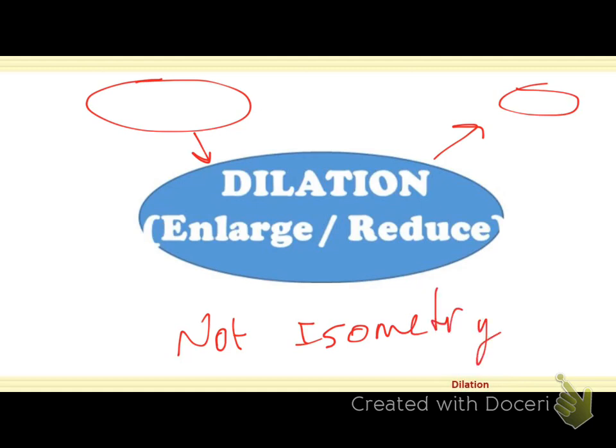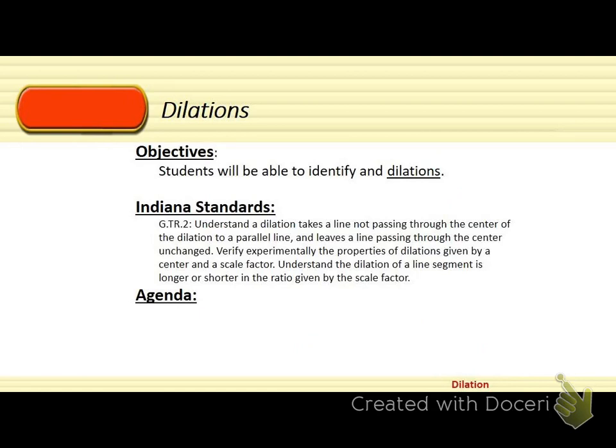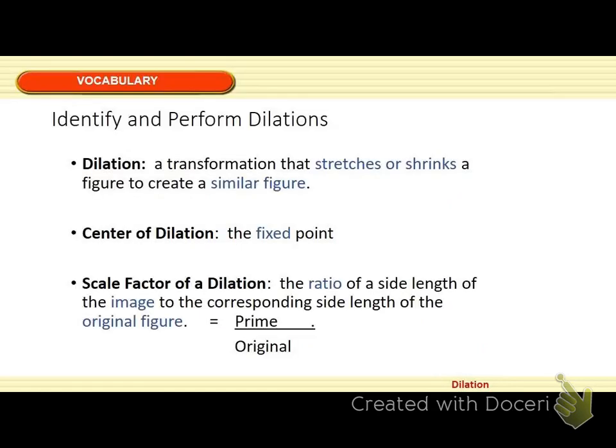So we want to be careful not to assume that the side lengths are going to be the same, right? And this is going to be pretty obvious. So we want to be able to perform dilations here. Now, some definitions for you. Dilation is a transformation that stretches or shrinks a figure, and it creates similar figures, right? So they're not going to be equal in size, but they will be similar. The side lengths will be proportional.